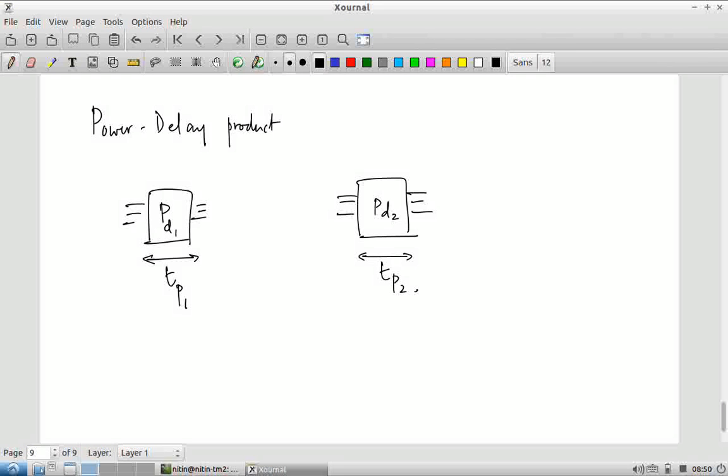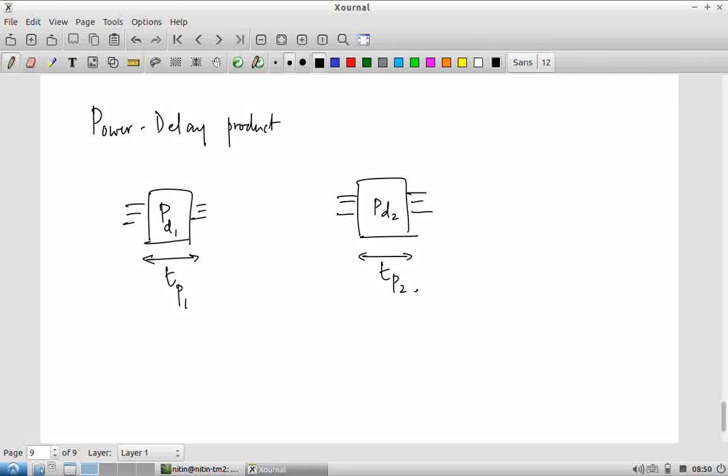Now in some cases this might be obvious. Maybe the first one takes 1 nanosecond propagation delay and has a power dissipation of, let's say, 1 milliwatt. Whereas the second one has 5 nanoseconds and 5 milliwatts. Which one is better? The first one, right? Under both conditions, propagation delay as well as the power dissipation is better. But what if the second one took 5 nanoseconds of propagation delay, but only 0.1 milliwatts of power? Then which one would you say is better?